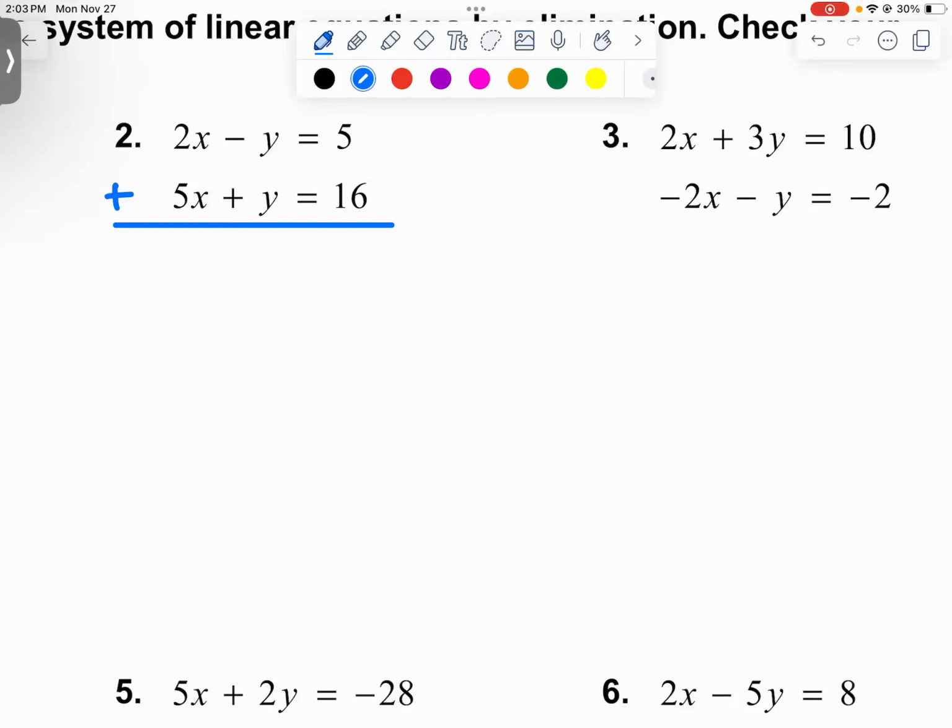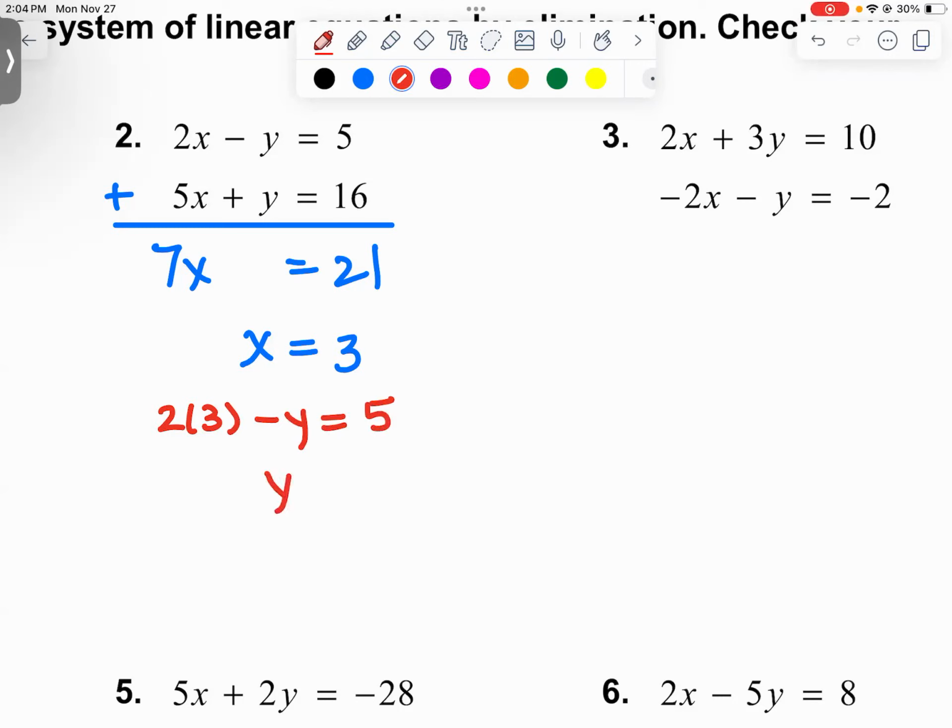All right, so when Allison added these two together, she got 7x equals 21. Do you agree? Which means x is 3. Gabe, did you plug back into the first or the second one? So you said 2 times 3 minus y equals 5. What does that mean y is? So our answer is (3, 1).